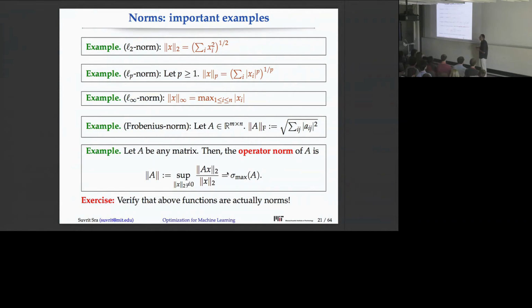This is the largest singular value of a matrix. Sometimes people mistakenly use the largest eigenvalue of a matrix. The largest eigenvalue of a matrix is not a norm, usually, unless the matrix is positive semi-definite. The largest singular value gives you the operator norm. Verifying that the above are actually norms, as usual, and any of the interesting stuff I'm telling you is an exercise. So I leave all the cool stuff to you.